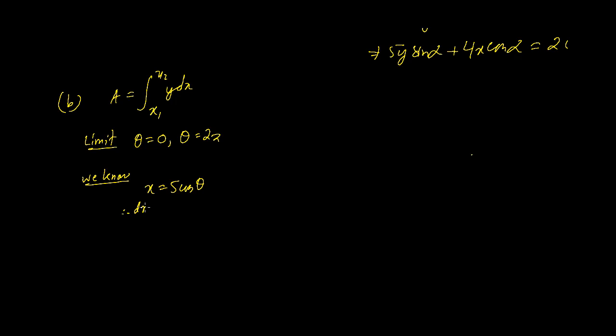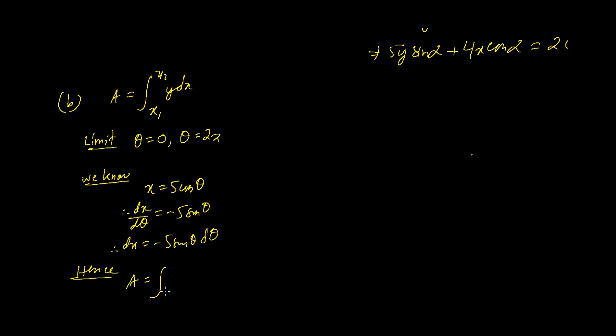So the derivative of x is dx by d theta. This would be minus 5 sine theta. So therefore dx would be minus 5 sine theta d theta. Hence now we can do the substitution directly.